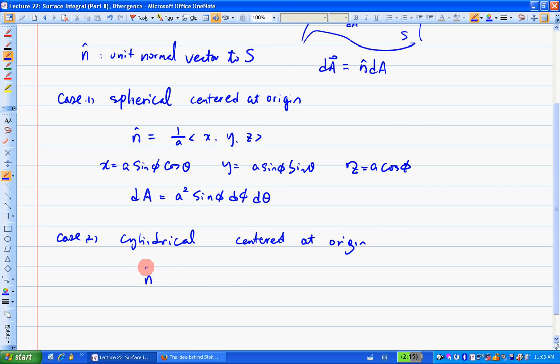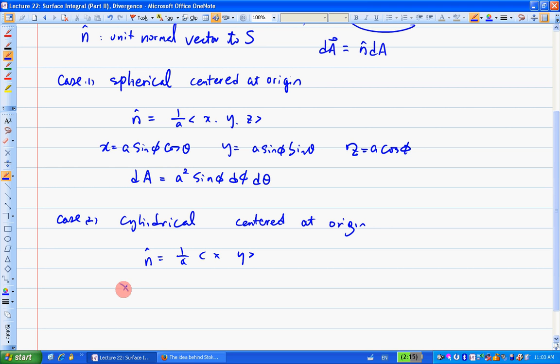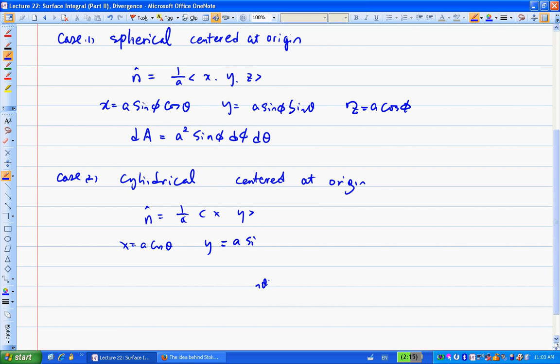And in this particular case, your n hat is 1 over a times (x, y). Okay. And x is a cosine theta, and y is a sine theta. Okay, and z is z. Okay, and dA is dz d theta. Okay, dz d theta.